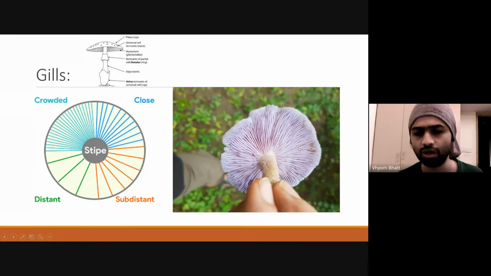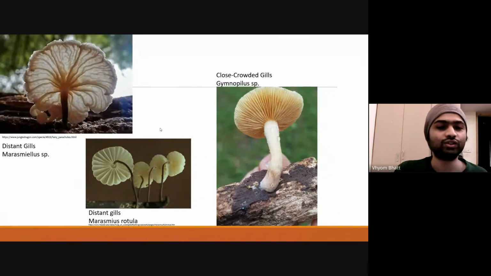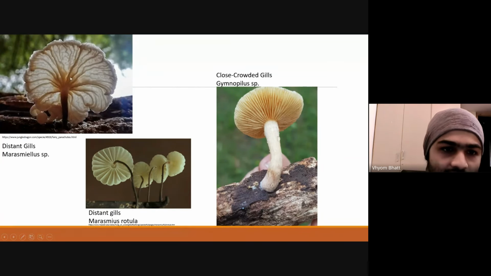This mushroom I found in Baroda, by the way. I think it is some Lepista. I never got a positive identification on this, and it was so old back then that I don't remember what the features of it were. But it's a very nice picture, so I used it in this slide. Example of distant gills, Marasmiellus species. You will find these growing out of trees. You can see that the gills are very distant, very far away.